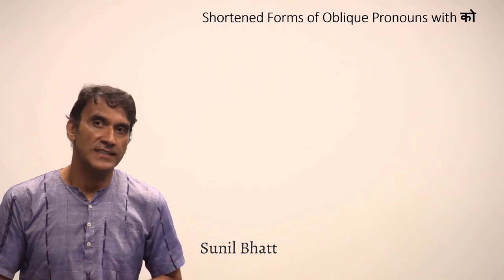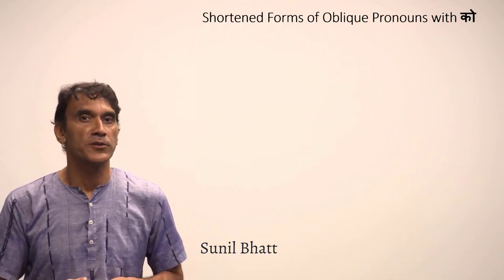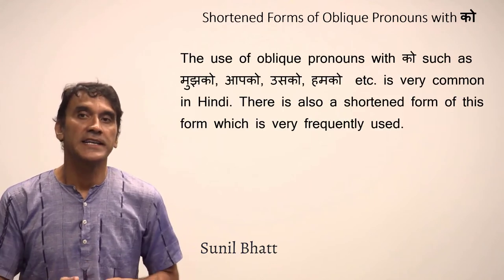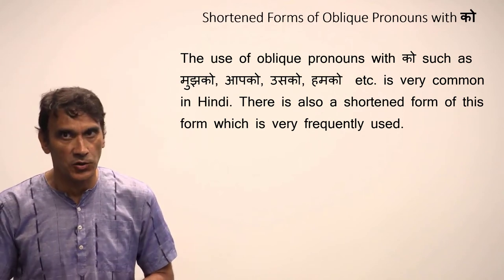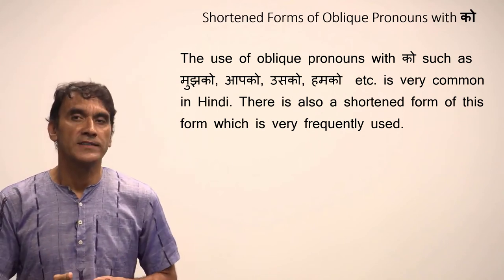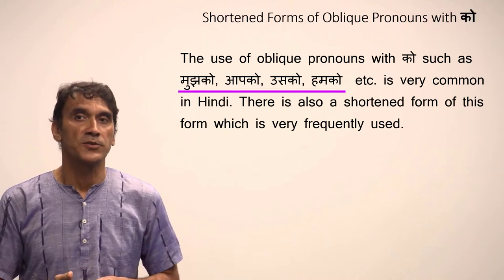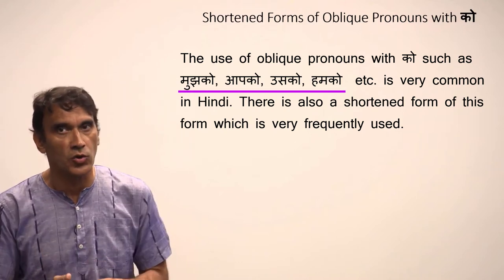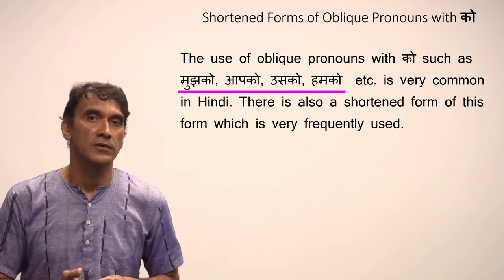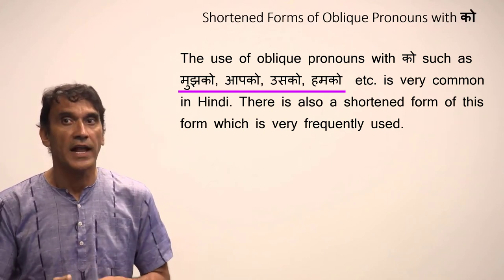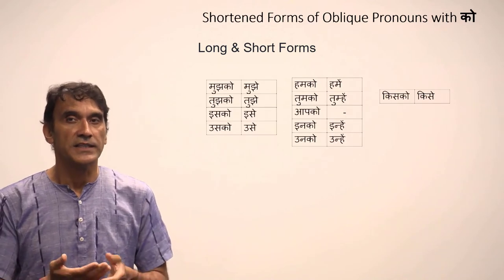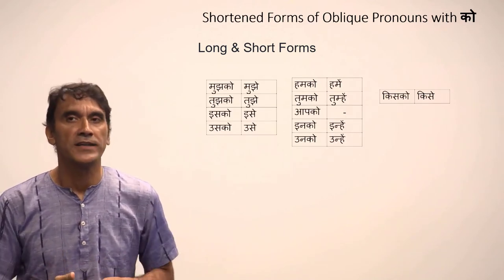Next grammar point is shortened form of the oblique pronoun with postposition ko. In Hindi, a vast number of sentences are formed where the subject takes the postposition ko. So it is very common to hear sentences where the pronouns are with the postposition ko, such as mujhko, aapko, usko, humko, etc. These forms, pronouns with the postposition ko, have shortened versions too. These shortened forms are also very commonly used.